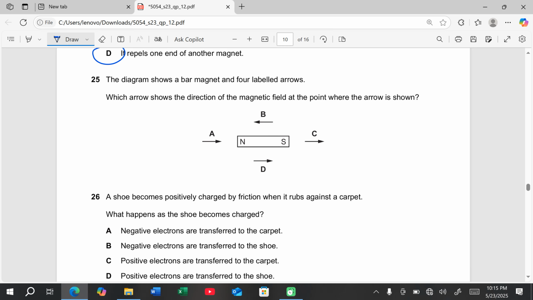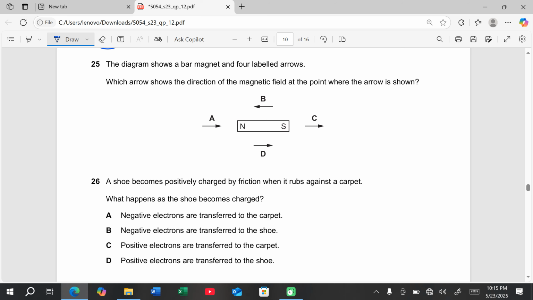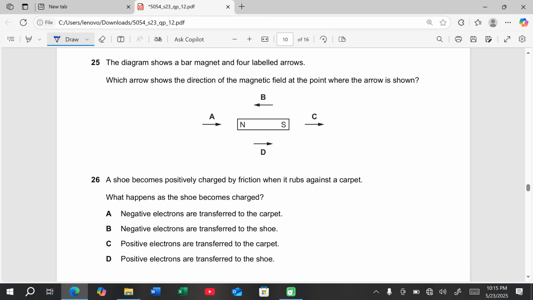The diagram shows a bar magnet and four labeled arrows. Which arrow shows the direction of the magnetic field at the point where the arrow is shown? It is going to be from north to south this way. Sorry, this way. So A is wrong, B is wrong, C is wrong, D is correct. So D is the final answer.